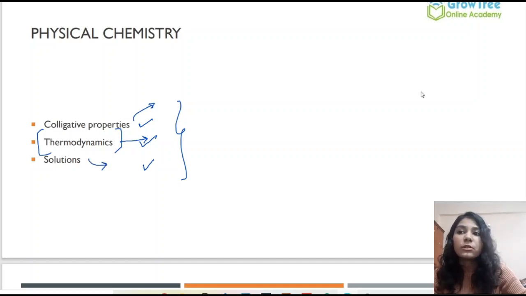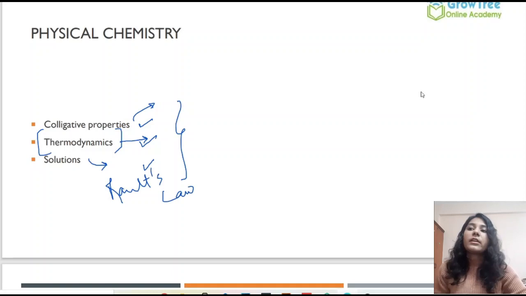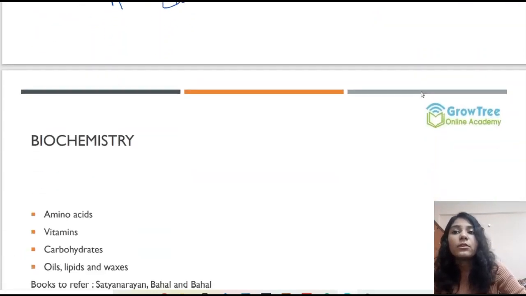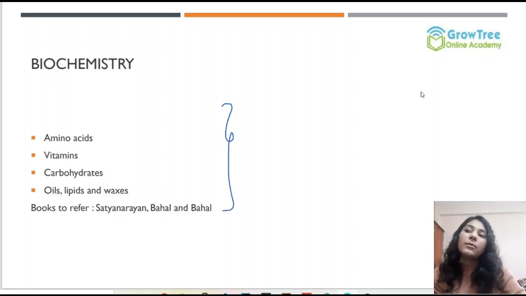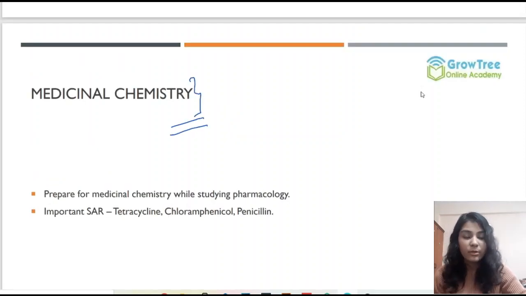And in solutions also, you can find in some of the previous year question papers that questions are asked from Raoult's law. Then there is biochemistry. You need not go into the depth of these chapters, just go through them superficially. The various chapters are amino acids, carbohydrates, vitamins, oils, lipids and fats. And I would recommend you to use the books by Satyanarayan and Behel for preparing for biochemistry.